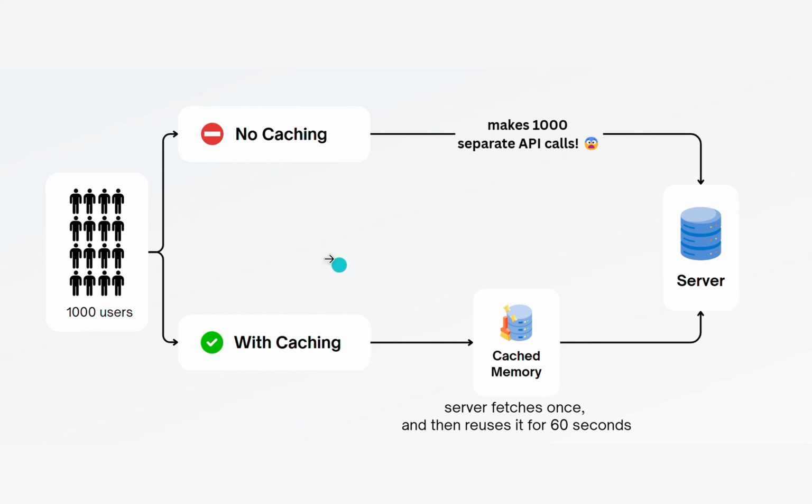Now let's look at what happens when caching is enabled. Only the first request among the 1,000 users fetches the data from the server, while the other 999 users are served with the cached response, which is stored in the cached memory for 60 seconds. During this time, no additional fetch calls are made. This drastically reduces the number of API requests and eliminates redundant processing, resulting in faster response times and more efficient resource usage.